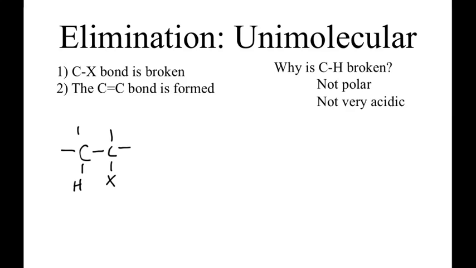So our very first step is that we need to break the carbon-halogen bond. What we're going to do is take the electrons in that bond and move them towards the atom that would most be attracted to them. Which atom would that be? That should be our halogen, because our halogen is more electronegative. And sorry, I forgot the lone pairs. Let me go ahead and add those on there.